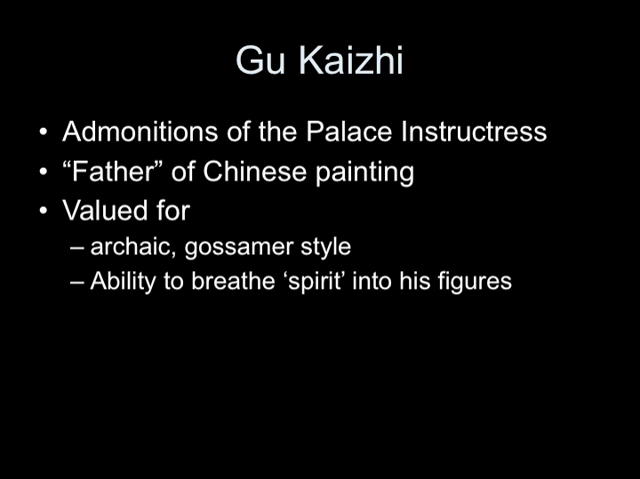The first really famous surviving hand scroll, late Six Dynasties, of this famous painter, Gu Kaizhi. One of the earliest remaining examples of Six Dynasties painting that we have. It is probably a later copy, like a 9th century copy of an original which has been lost. But it's as close as we're going to get to the original. Gu Kaizhi is most famous for the scroll that we're going to look at in detail, The Admonitions of the Palace Instructress. This was a text from the 3rd century.